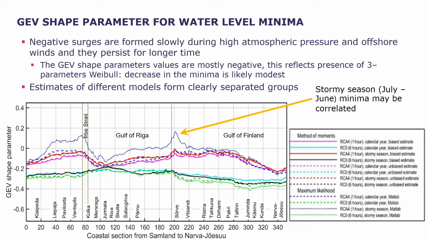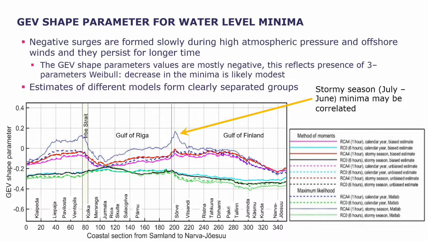And we also looked at the GEV shape parameters for the water level minima. And in case of minima, the negative surges are formed slowly, by high atmospheric pressure and offshore winds, and they persist for a longer time. Because of that, they have a totally different timing from water level maxima. They occur in summer. Therefore, the minima found over the stormy season, starting from July until June next year, may be highly correlated and are probably not usable in this case.